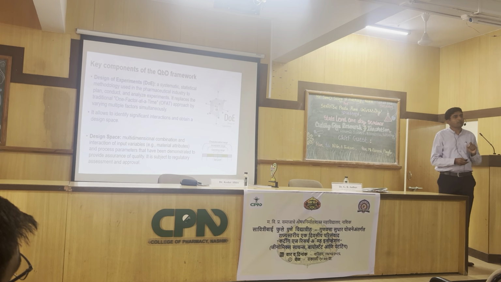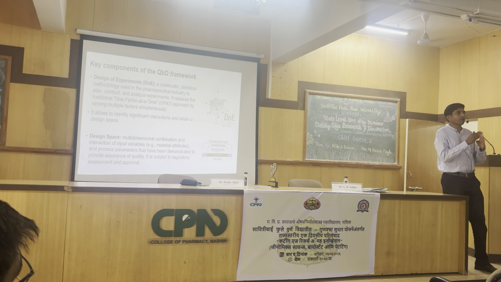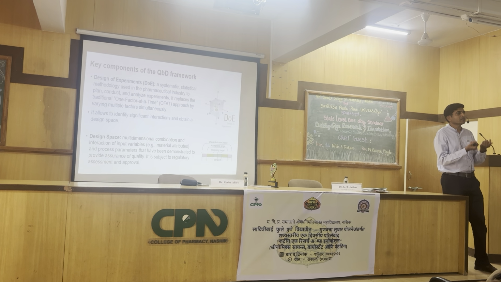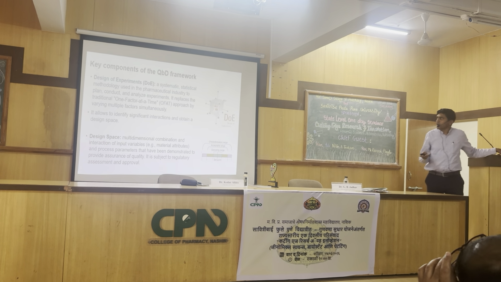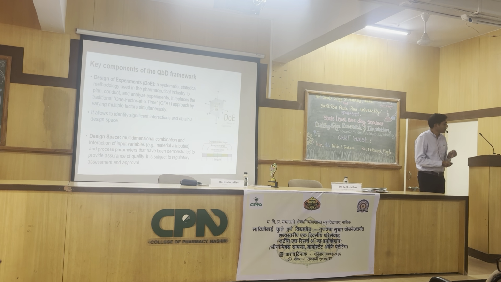So in the traditional approach, what happens is we vary one factor at a time and see the response. We could not see the interactions which can happen when the effects are there simultaneously. Design space is the multi-dimensional combination and interaction of input variables like material attributes and process parameters that have been demonstrated to provide assurance of quality. It is subject to regulatory assessment and approval.